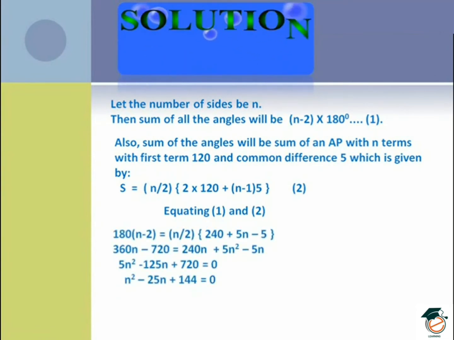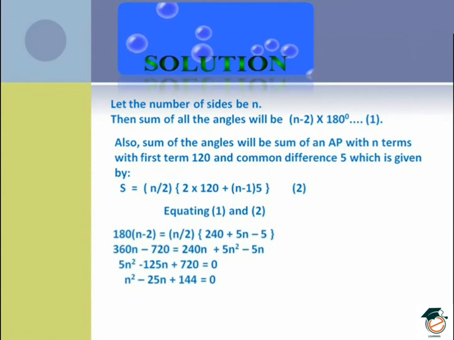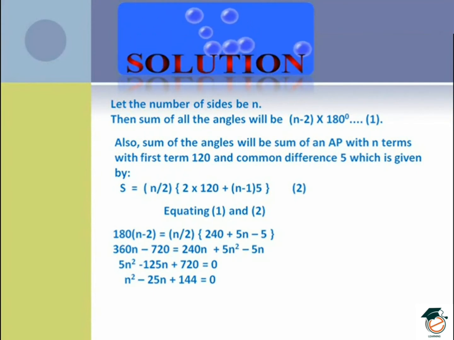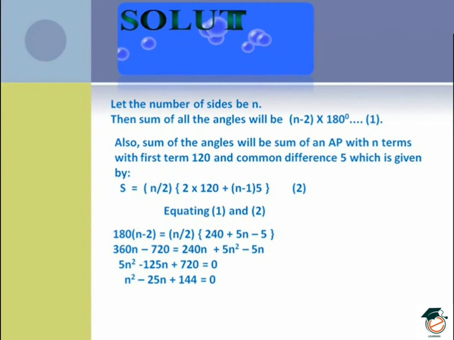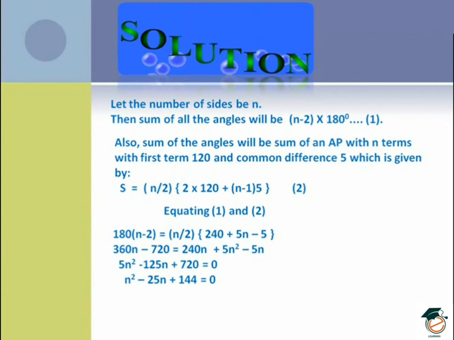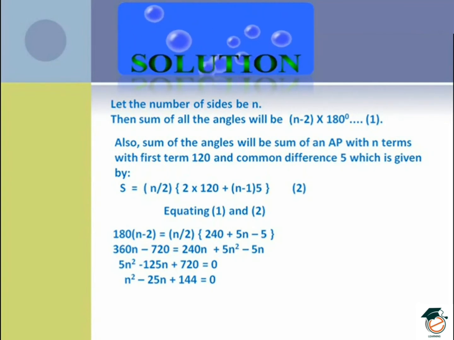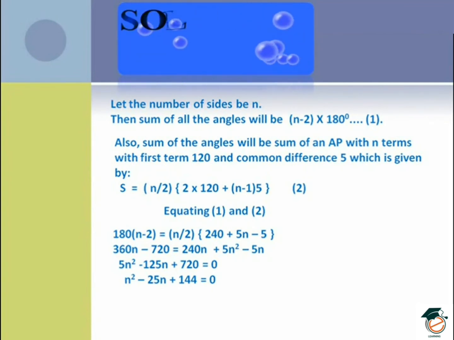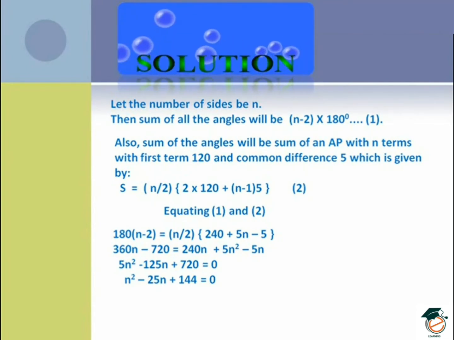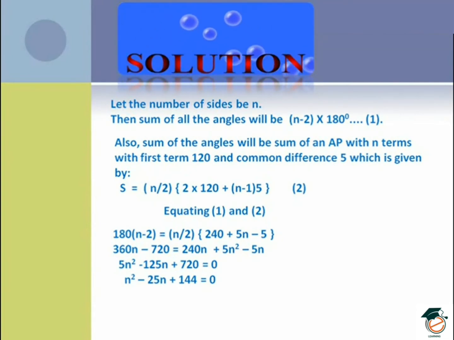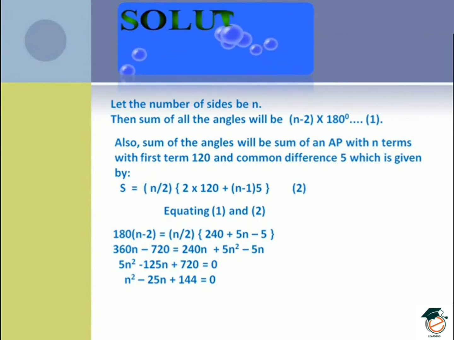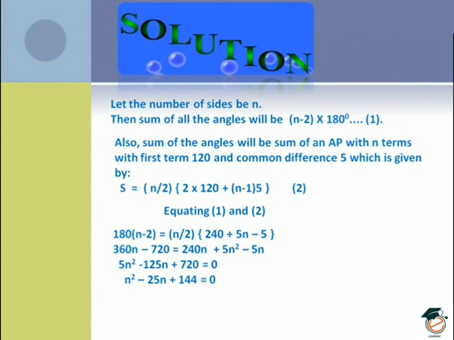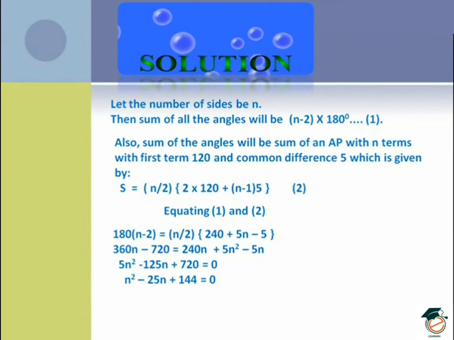When we equate 1 and 2, what we get is 180 into (n minus 2) equal to n by 2 into (240 plus 5n minus 5). This further becomes 360n minus 720 equal to 240n plus 5n square minus 5n. This could be further written as 5n square minus 125n plus 720 equal to 0, or n square minus 25n plus 144 equal to 0.